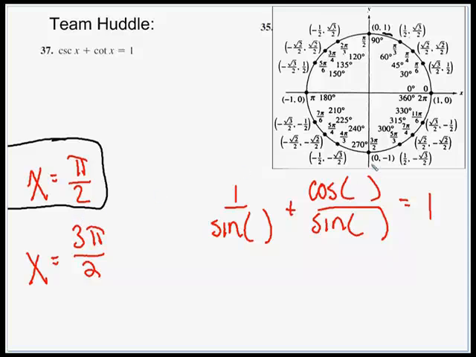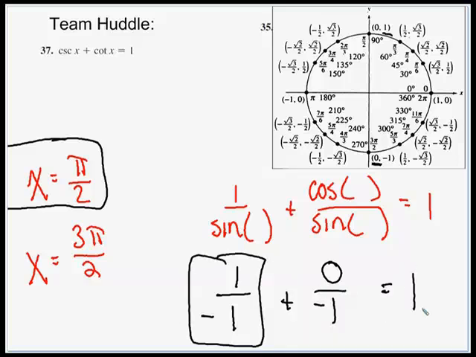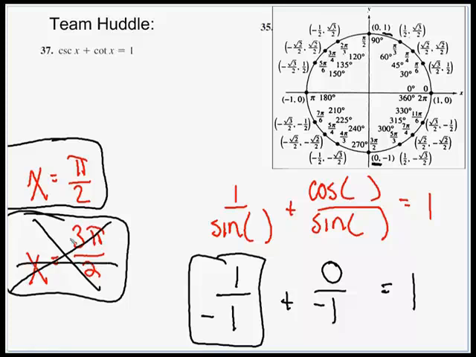Let's check 3 pi over 2. Still, our cosine value is 0. So we're going to have 1 over something plus 0 over something. Our sine value here is -1. So this will be a -1 and another -1. So we have -1 plus 0 equals -1, not 1. That is an extraneous solution that we created when we squared both sides. So our only solution is at half pi.